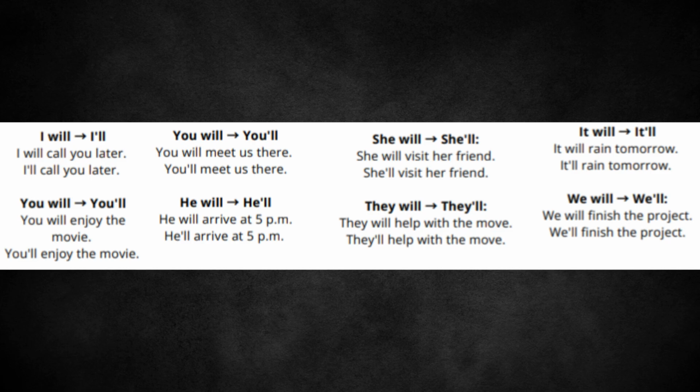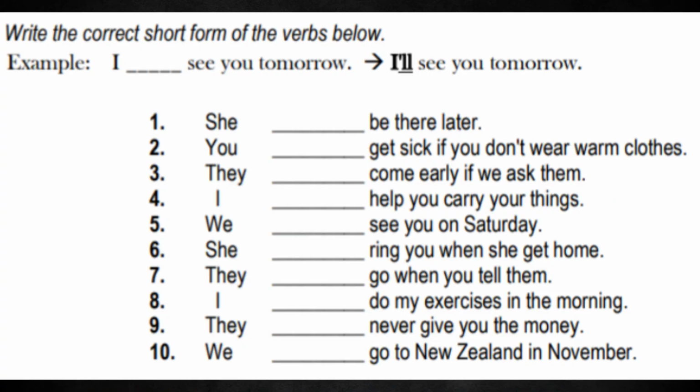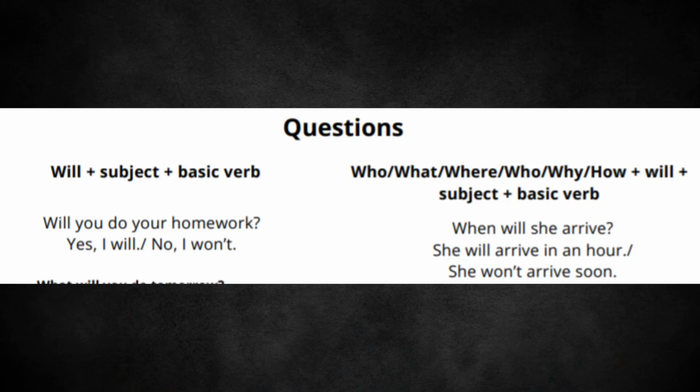She will, she'll. It will, it'll. He will, he'll. They will, they'll. We will, we'll. I ask the students to write the correct short form in this activity. She be there later. She'll be there later. Next, questions. Will plus a subject and the basic verb. Will you do your homework? Yes, I will. No, I won't.